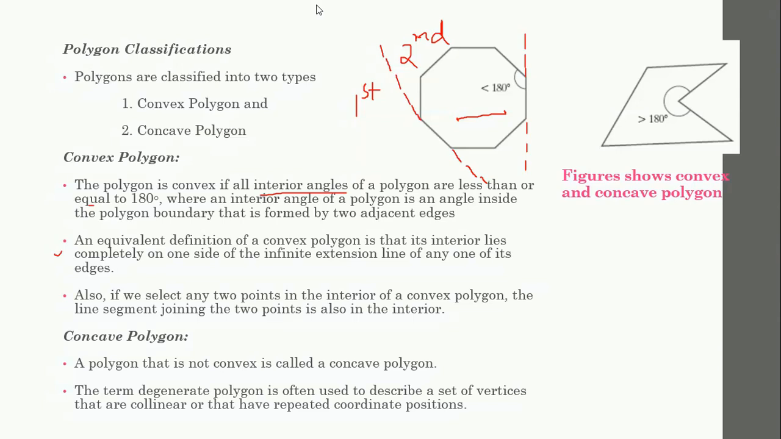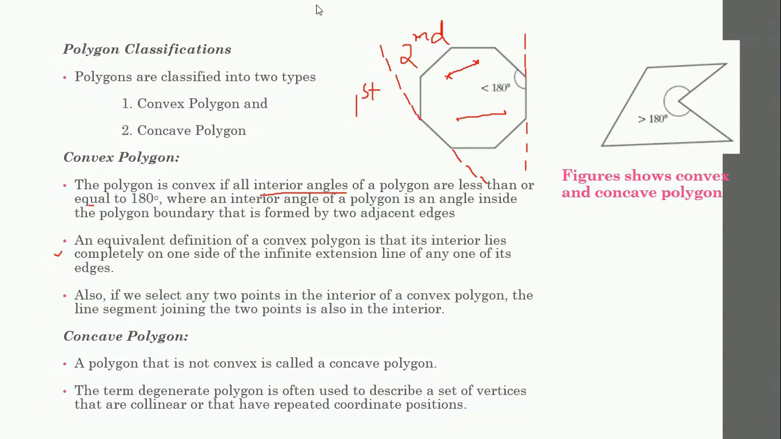The second condition is that whenever you split the polygon with an infinite line in this manner, the polygon interior will be lying on one side of the infinite line extension. Another condition is that whenever you consider any two points within the polygon, the line segment will lie within the interior of the polygon itself. So that's the third condition.